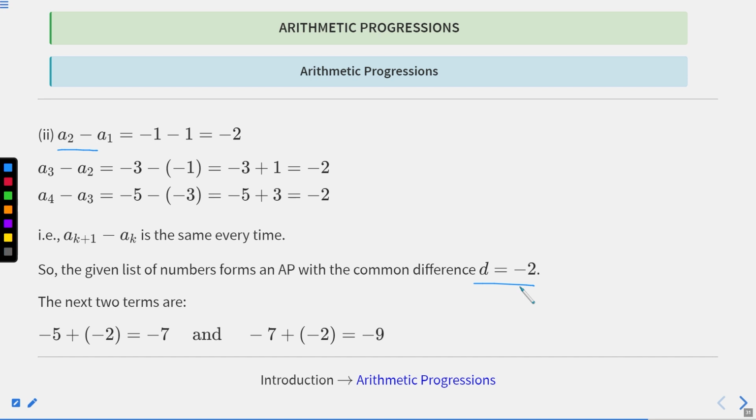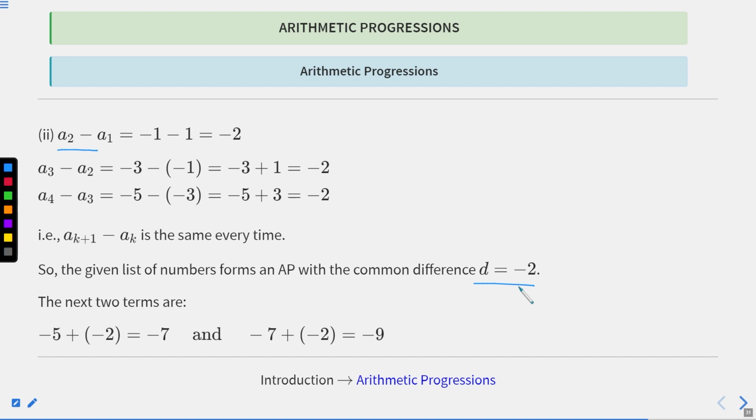So here the last term is minus 5. If we add minus 2 to minus 5, then we get minus 7. And if we add minus 2 to minus 7, then we get minus 7 plus minus 2, that is minus 9. So the next two terms are minus 7 and minus 9.